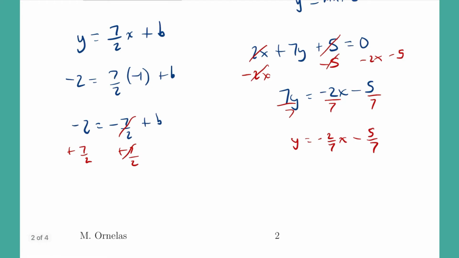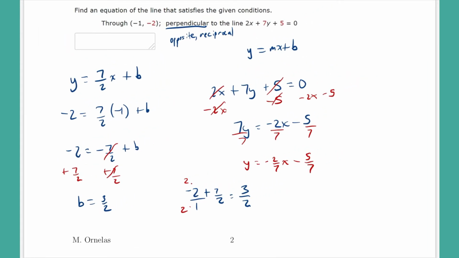So now we have -2 plus 7/2. So if we multiply top and bottom by 2, we're going to get -4 plus 7, which is +3. So it's going to be 3/2. And that's going to do it. So our final equation would be 7/2 x plus 3/2.